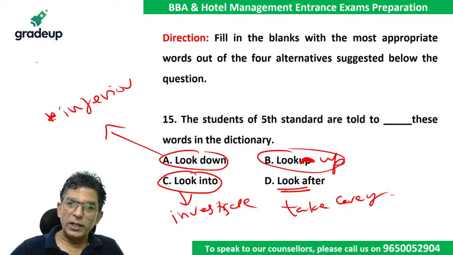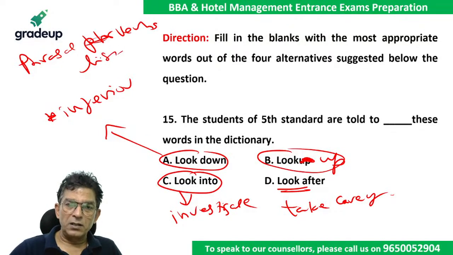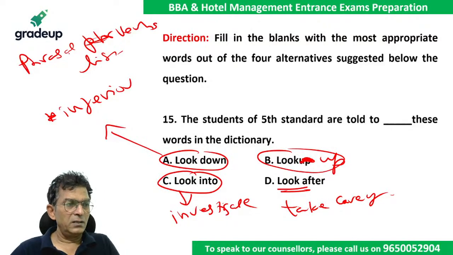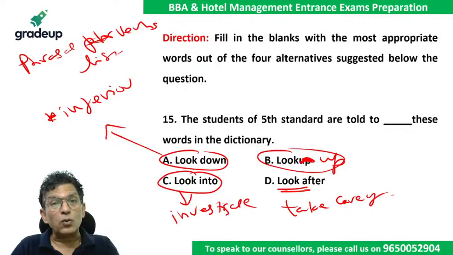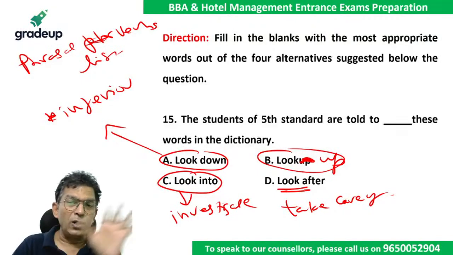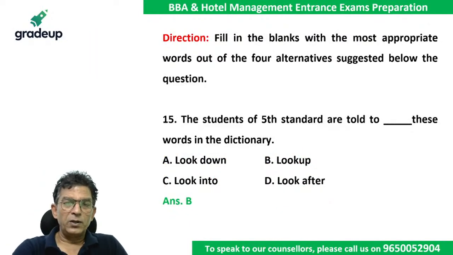You can go to the app. App में ही जाकर search मारना, लिखना phrasal verbs list. You will get a list. A, B, C, D, and read the list once or twice. It will help you a lot. Now that's all for this session, beta. Thank you all very much. The answer is B. Look up.